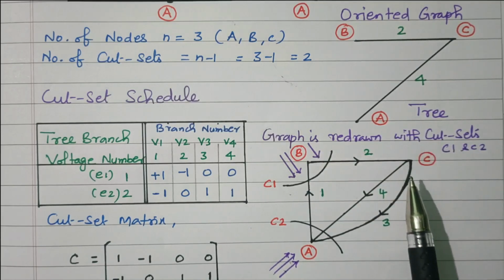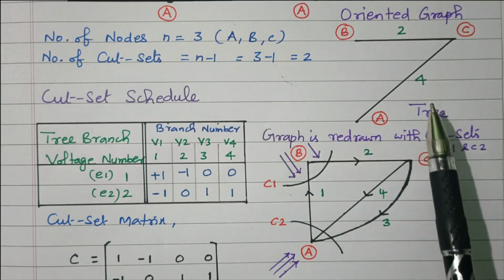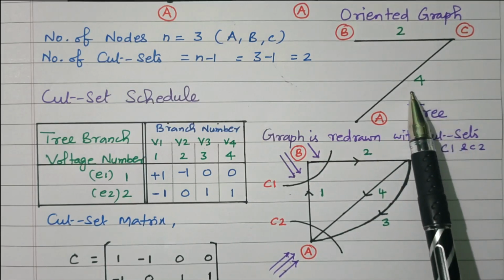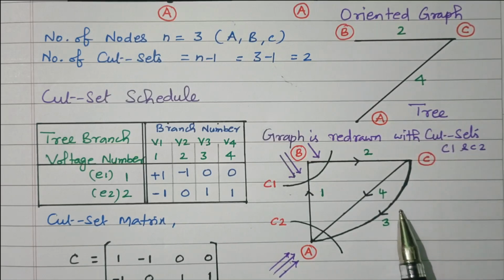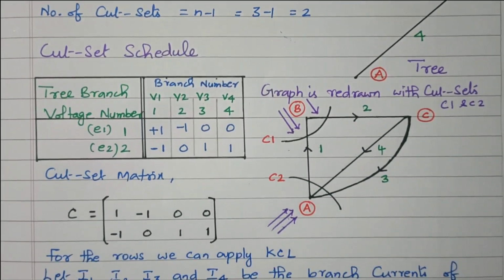So from the network we drew the oriented graph, and we have drawn the tree. From the tree, where the branches are not covered, we can draw the cut set diagram. From this diagram, we can go for the cut set schedule. We can frame the tabular column, the cut set schedule.